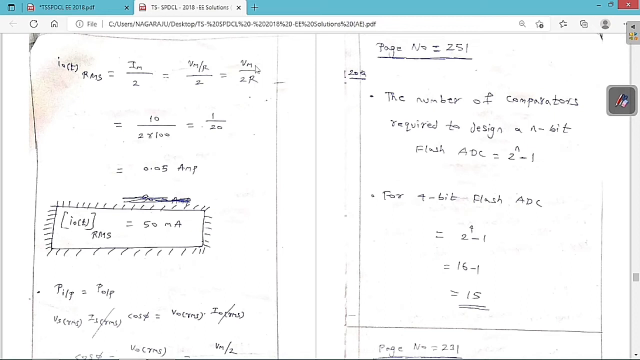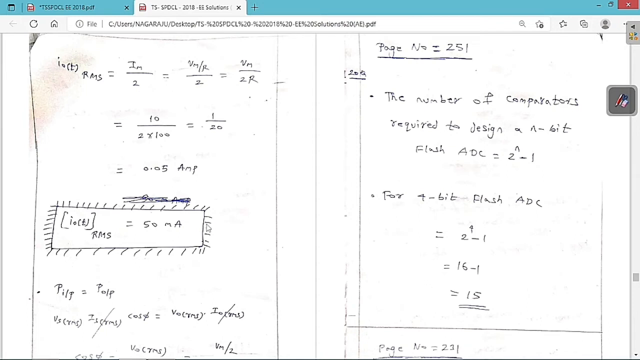What is Vm? Vm is the peak value of the voltage, which is 10. So 10 by 2 into R, and the value of R is 100. If we solve this one, we are going to get 0.05 ampere, or in terms of milliampere, 50 milliampere. So the RMS value of the output current is equal to the RMS value of the source current, which is 50 milliampere.